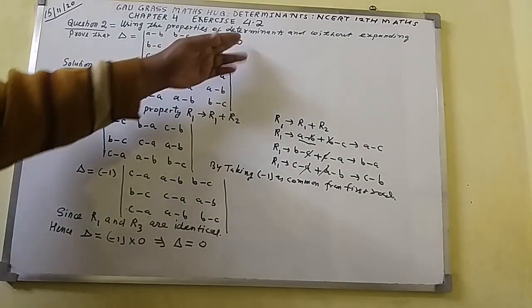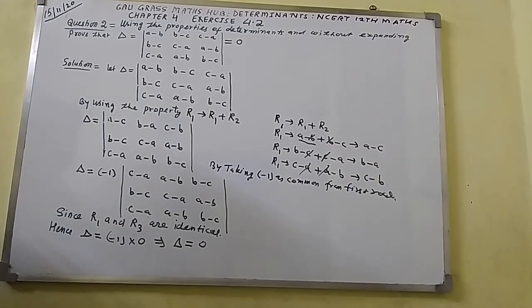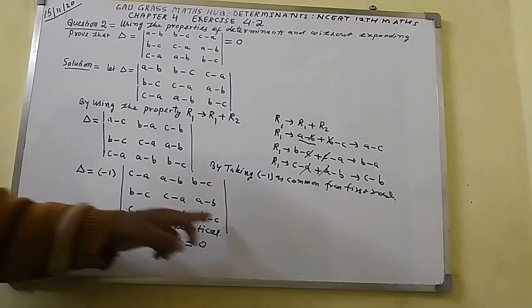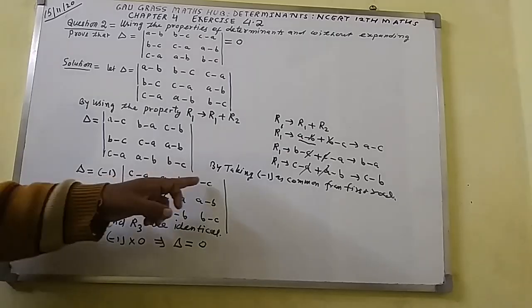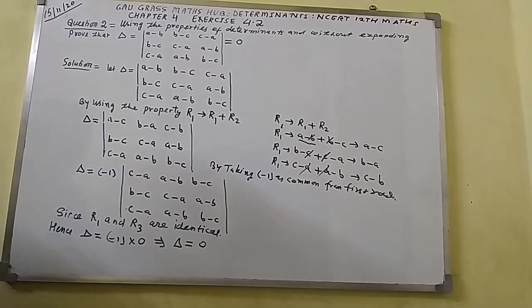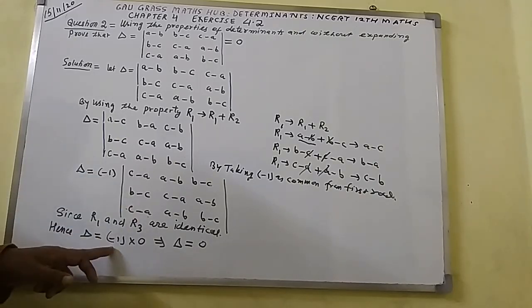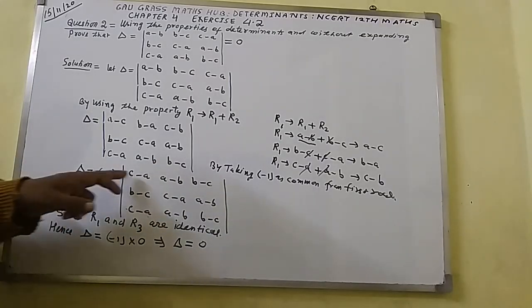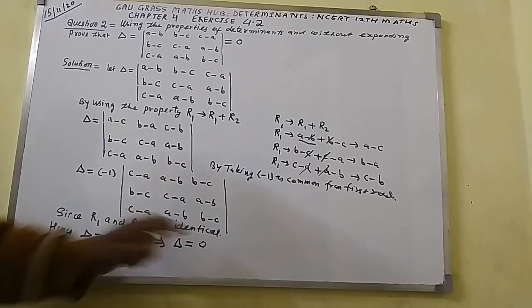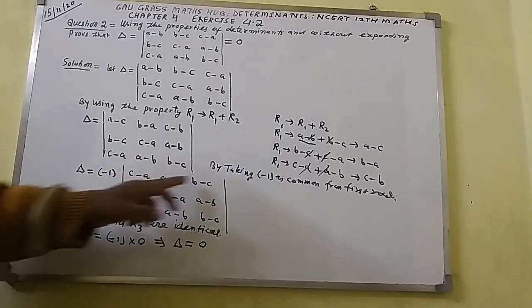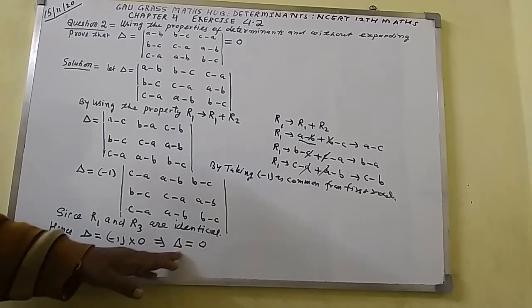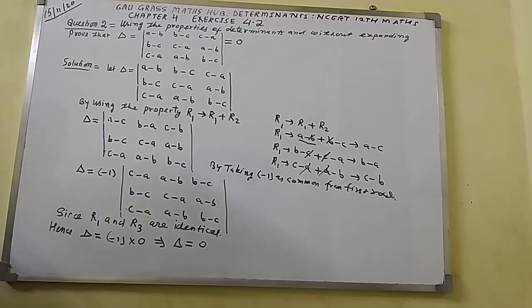This thing you have to prove here. Here you have got 0. Since this is R1 and this is R3, since R1 and R3 are identical, hence determinant equal to minus 1 I have written here. The whole that will convert it into 0, because first row and third row are identical. R1 and R3 are identical. That's why the value of this determinant comes out to be 0.